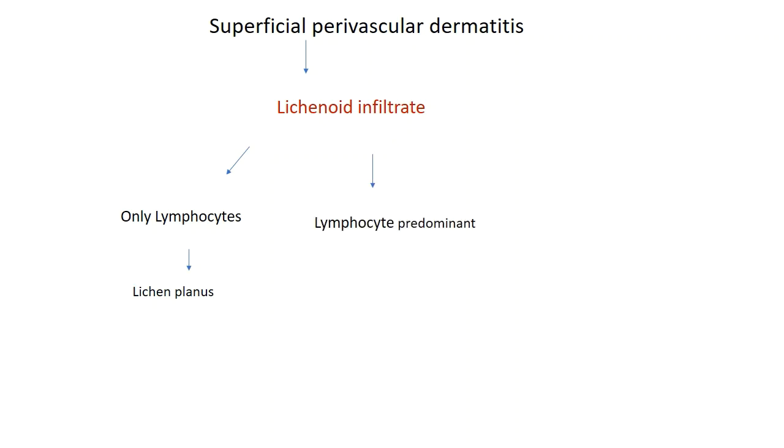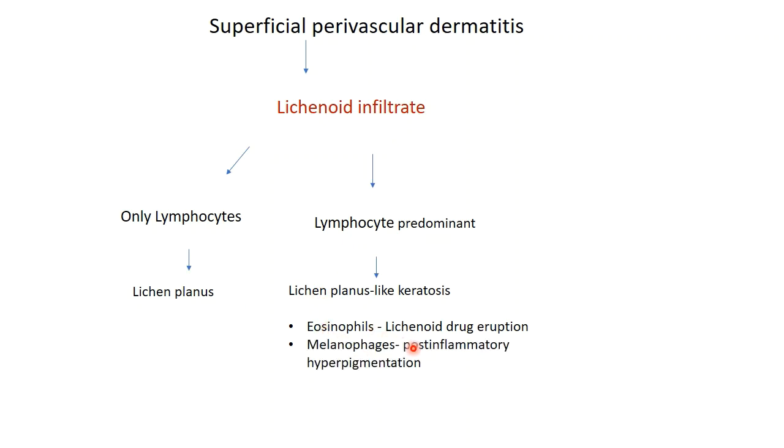Next is superficial perivascular dermatitis. If it is associated with a lichenoid pattern of infiltration and shows only lymphocytes, it favors lichen planus. And the lymphocytes are the predominant cell population in case of lichen planus like keratosis. In addition to lymphocytes, if eosinophils are predominant, it is lichenoid drug eruption; if melanophages are prominent, it is post-inflammatory hyperpigmentation. If histiocytes are predominant, it favors lichen nitidus.